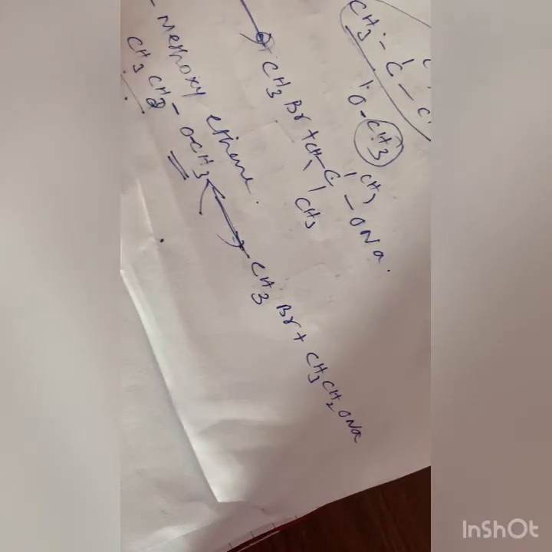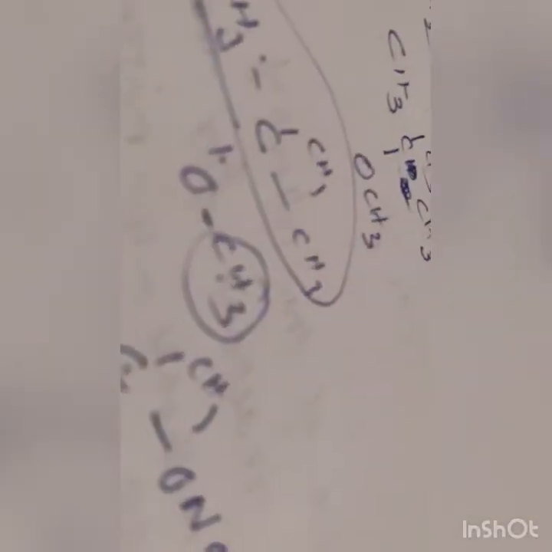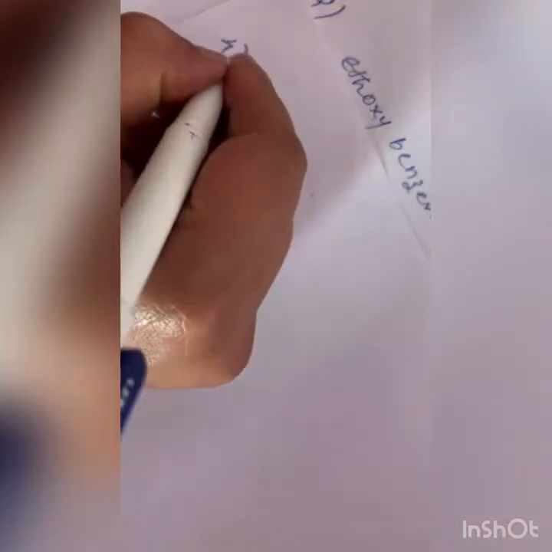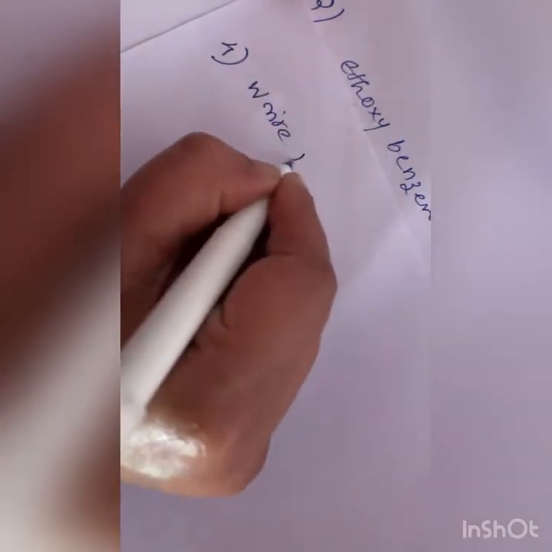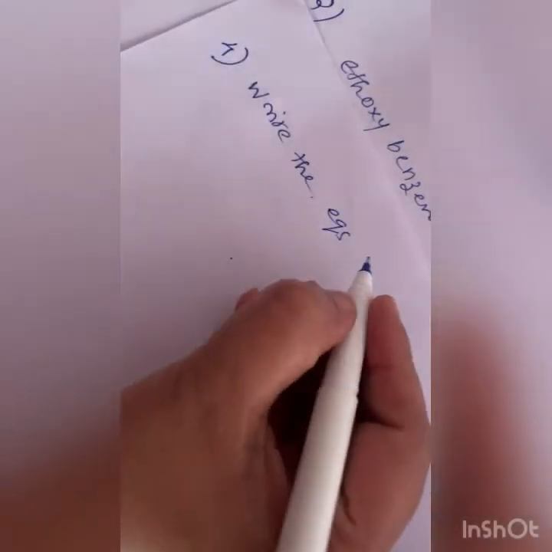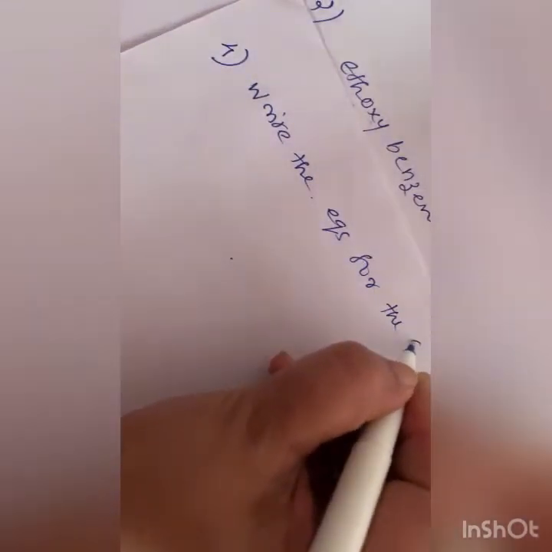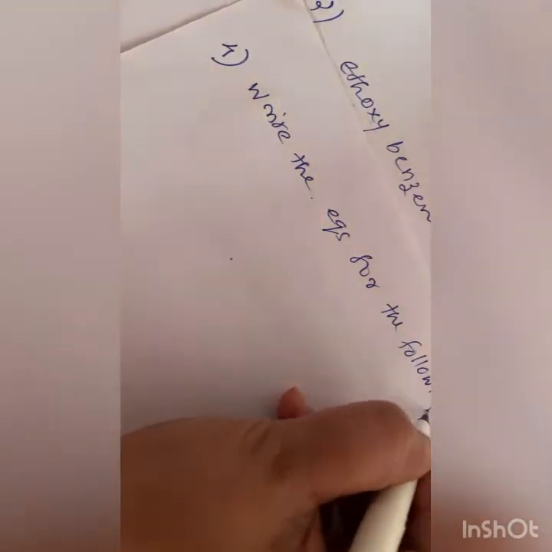Now we will do the next question. First we'll complete the ether questions, then we'll go to alcohol. So many questions are there for alcohol also. Here the next question is, write the equations of the following reactions. So third question over. Now fourth question we will write. They have given these, and you write down the answer. Write the equations for the following reactions.